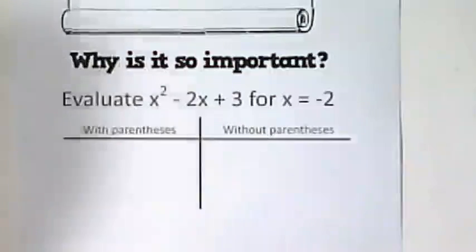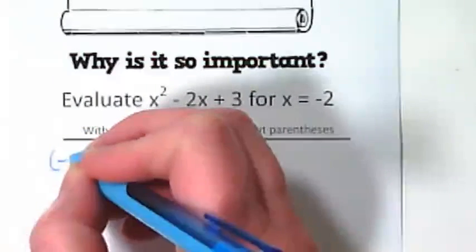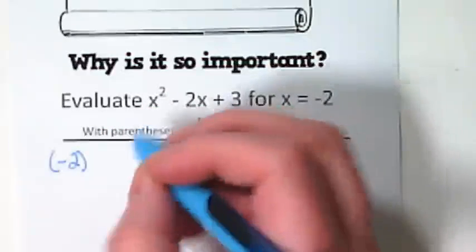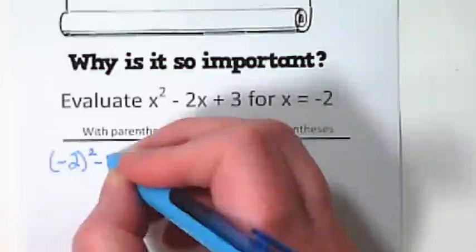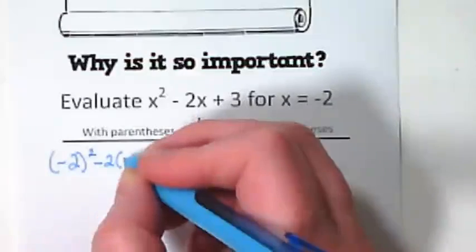So we are going to evaluate this expression x squared minus 2x plus 3 for x equals negative 2. We are going to do it with parentheses, and we are going to do it without parentheses to show that it can make a difference. I am doing it in pen. You may do it in pencil. I am doing it with pen because I have learned over the years that my dot camera does not pick up pencil very well.